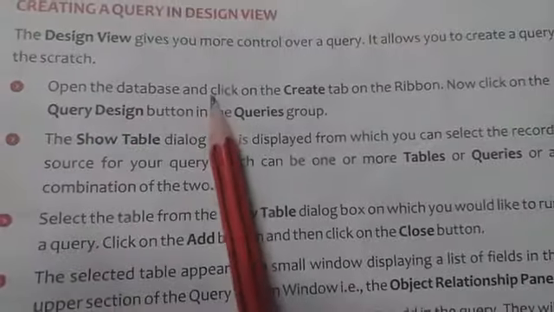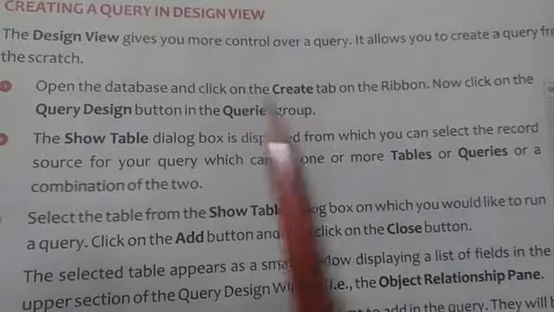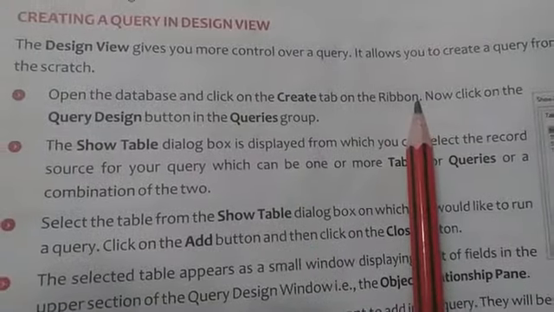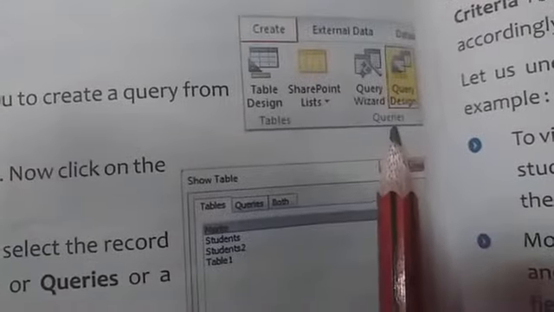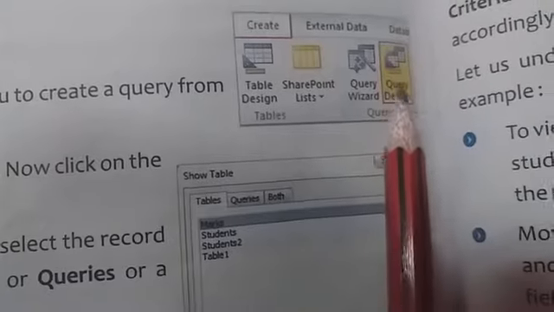Firstly you have to open the database. After that you have to click on the create tab that is present on the ribbon. Now click on the query design button in the queries group. From the queries you have to click query design, that is present inside the create tab.